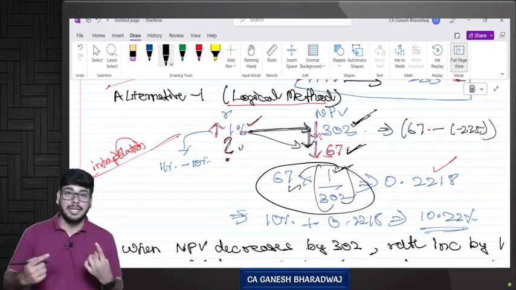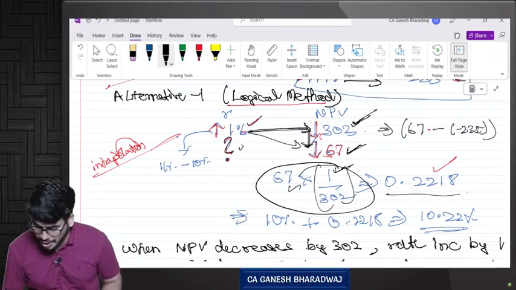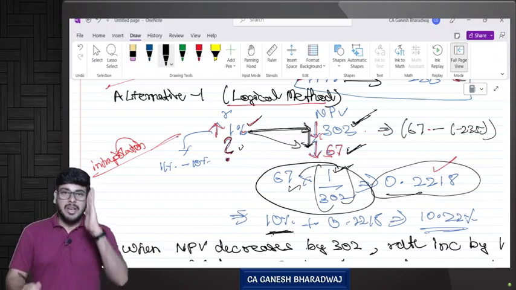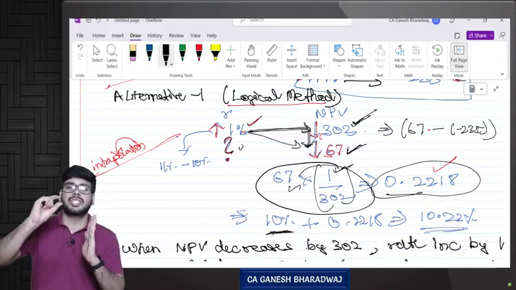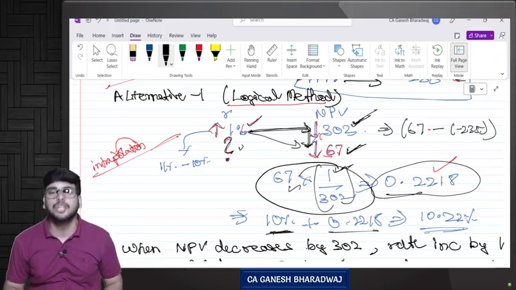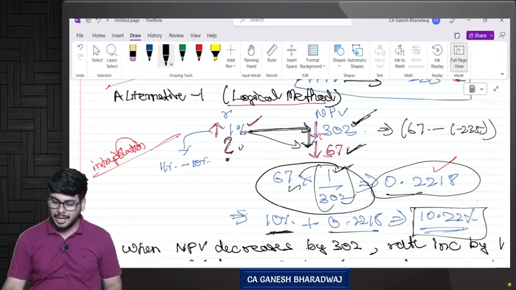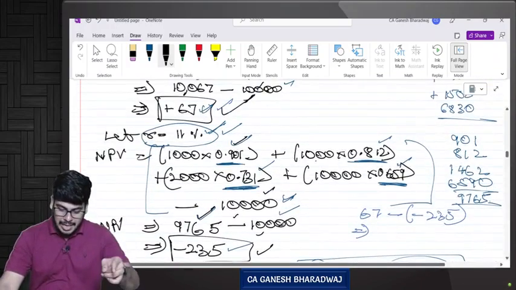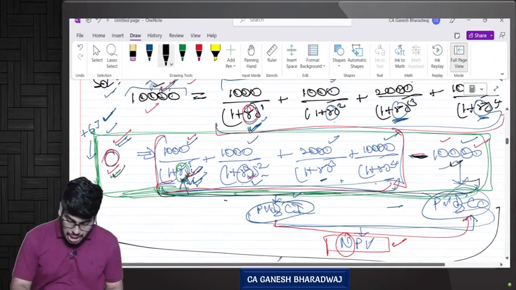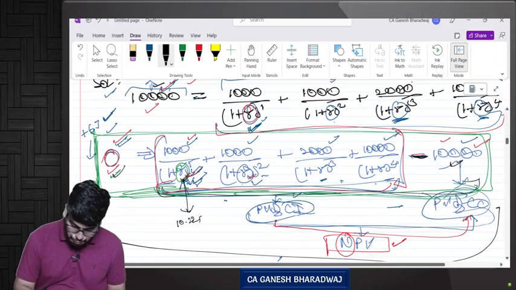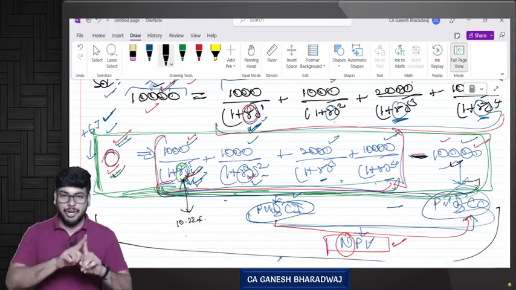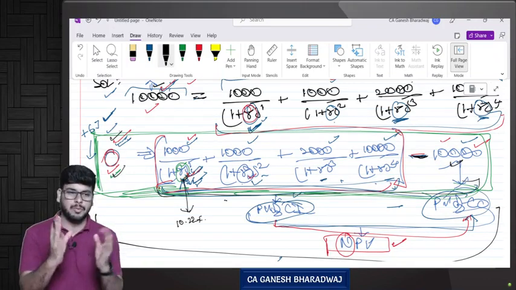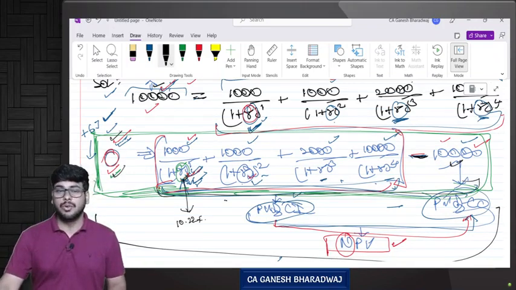So the required change in the rate is going to be 0.2218%. Correct or not? So basically you already have 10%. Beyond 10%, the increase in the rate should be plus 0.2218. So the required IRR is going to be 10.22 percentage. Are you clear with this? If you want, you can check. If you apply R is equal to 10.22 percentage in this equation, the final NPV you will get is exactly 0, but for some small rounding off. Are you clear with this?